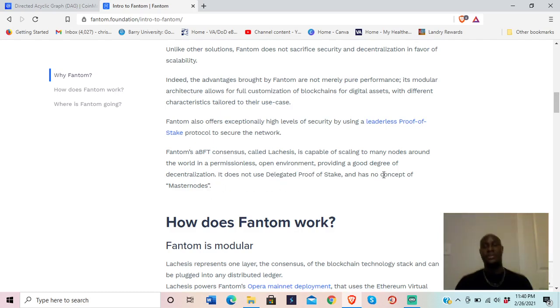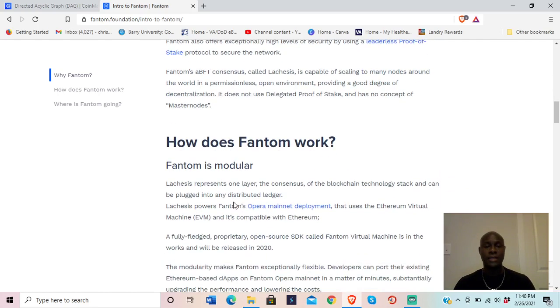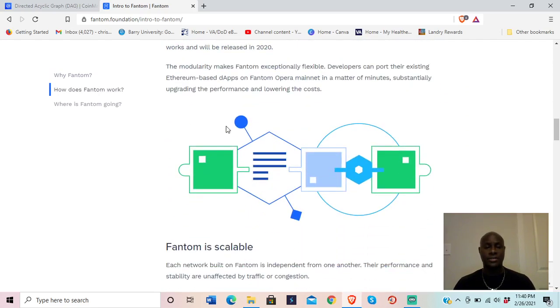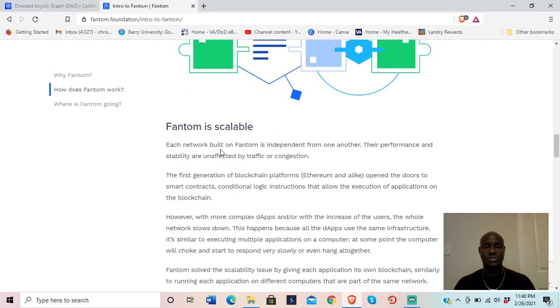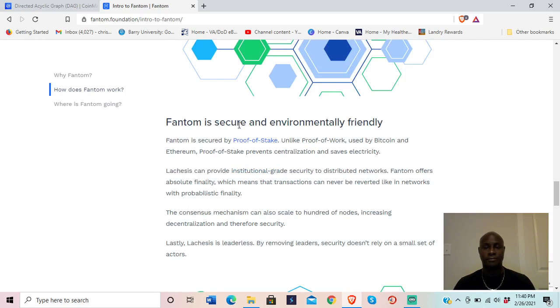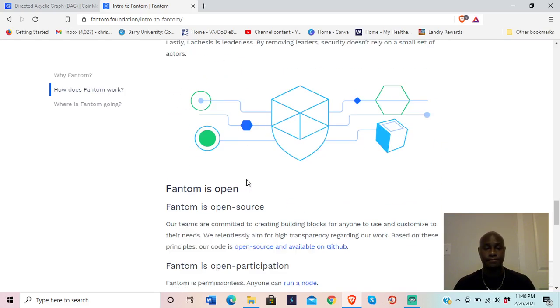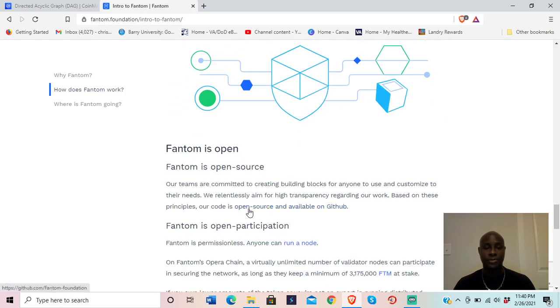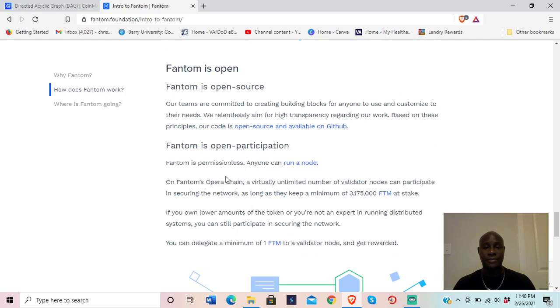This is great. And it says a good degree of decentralization. So that's awesome. I'm not going to read all of this. You guys can see it for yourselves and just talk about how it's scalable, environmentally friendly, obviously, if it's proof of stake, so it's not proof of work, and you don't have to mine it, so that's cool. And you know, it being open source, Fantom is permissionless, anyone can run a node, so that's awesome.